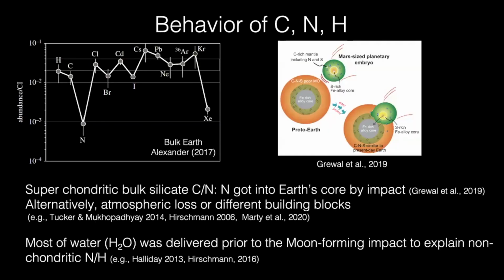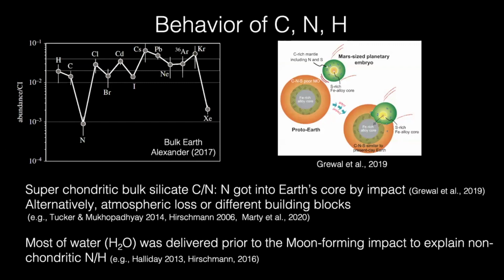The impact could have affected the behavior of carbon, nitrogen, and hydrogen. So first, let's look at the figure on the left. This shows the bulk Earth elemental abundances normalized by the CI chondrites.